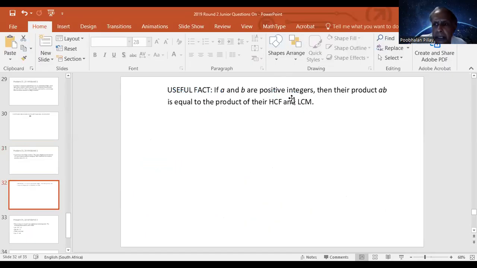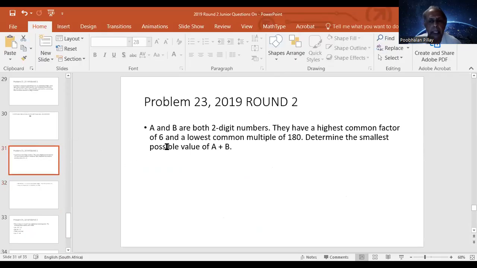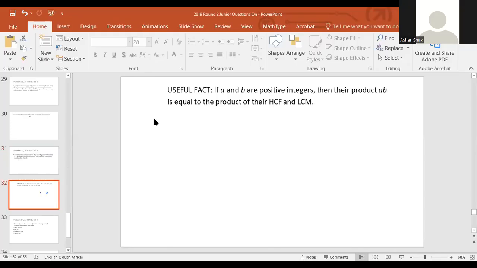If A and B are positive integers, then their product, AB, is equal to the product of the HCF and LCM. Now let's go back to our original problem. It says here that the highest common factor of these two numbers is 6. Now let's just look at that. The HCF is 6. Of which two numbers? Of your A and B.